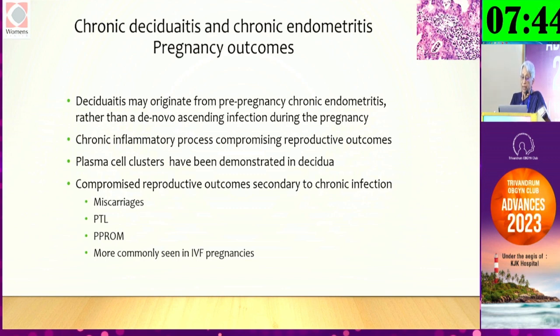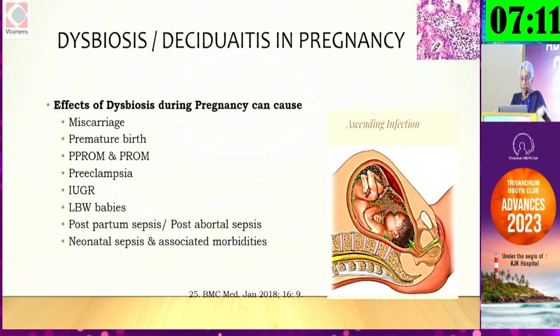Because plasma cells, which are the key diagnostic factor for chronic endometritis, have been demonstrated in a lot of these cases of chronic preterm labors and preterm deliveries after they deliver without any other known cause. They have been demonstrated in the decidua. So the compromised reproductive outcomes can also be secondary to a chronic endometritis. It can be miscarriages, it can be preterm labor, it can be PPROM, and of course, all of these are seen more commonly in IVF pregnancies as well.